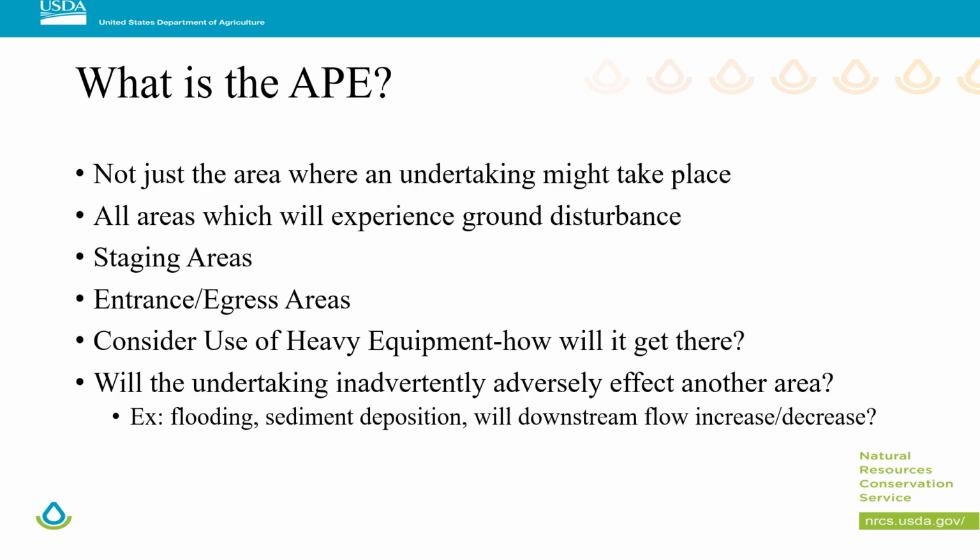So, what is the APE, Part 2? Not just the area where an undertaking might take place. It's all areas which will experience ground disturbance, including staging areas, entrance, egress, or exit areas. If you consider the likelihood of heavy equipment being used, how is it going to get to the site? All those areas should be included. Will it inadvertently adversely affect another area, such as flooding, sediment deposition, downstream flow? All those things need to be taken into effect.